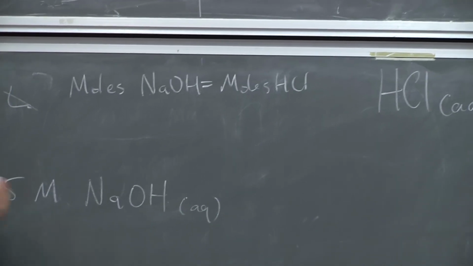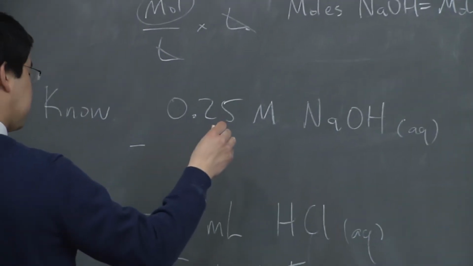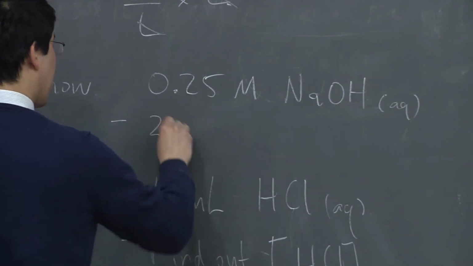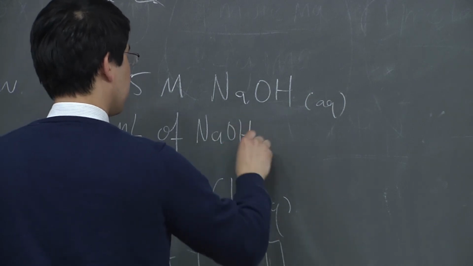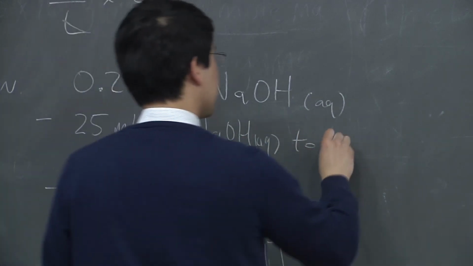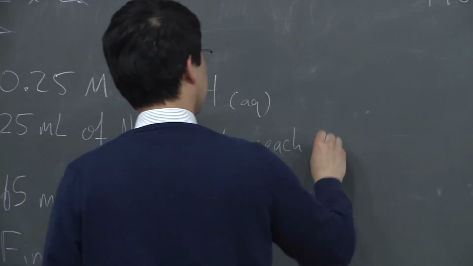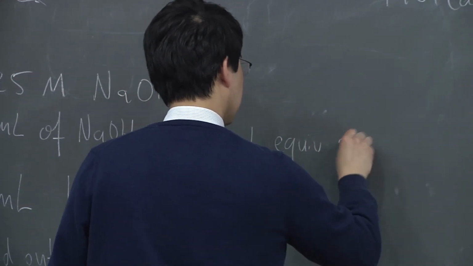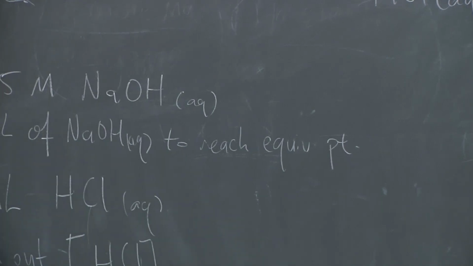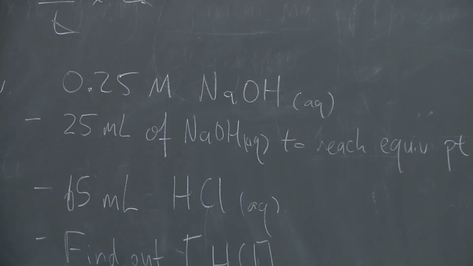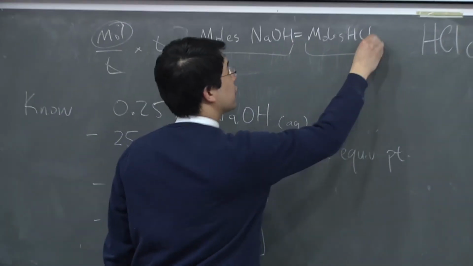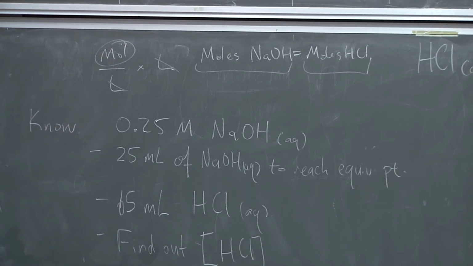And let's say it takes us 25 milliliters of the NaOH solution to reach the equivalence point. Now we have basically everything we need, right? Moles of NaOH equals moles of HCl. That's kind of interesting now, isn't it? That sounds kind of like what? Something we saw about half an hour ago.